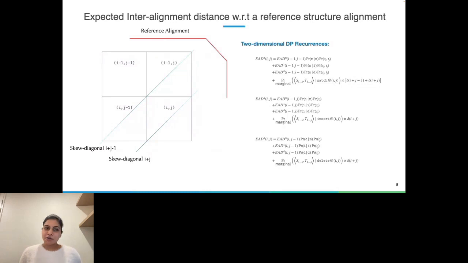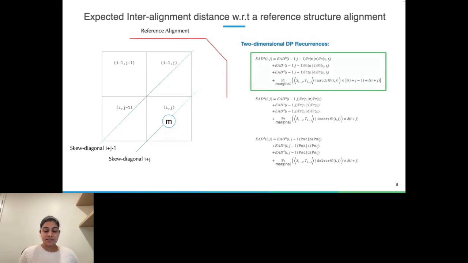Here, we have the dynamic programming recurrences using 3 subproblem matrices corresponding to each alignment state: match, insert, and delete. Given a reference alignment, these matrices are remembering the expected alignment distances of all possible prefixes of the sequences. Let's consider the subproblem matrix for the match state. The ijth cell of this matrix stores the expected distances of all possible sequence alignments ending at this cell in a match, weighted by their probabilities.